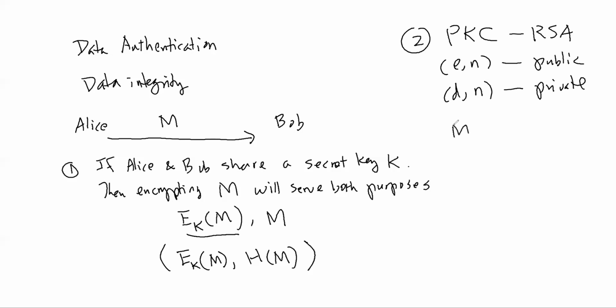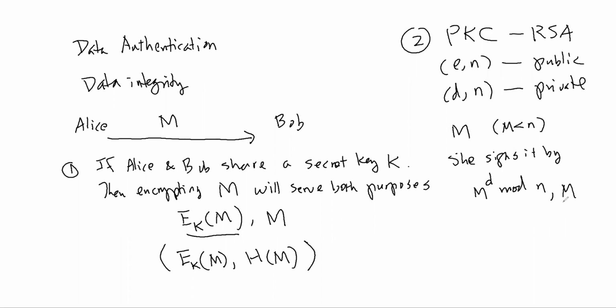Only Alice knows this. For this message m, let's assume that m is less than n, then she can simply sign it by doing m to the d mod n. Anyone can decrypt this with the public key, get the message m, and then compare whether this m is identical. That means Alice has signed this m.